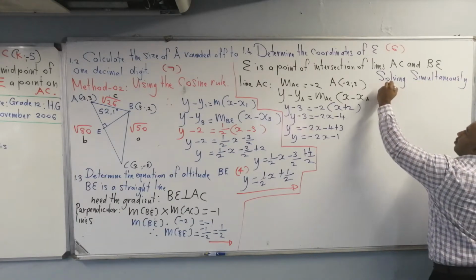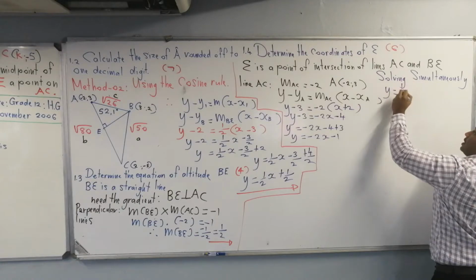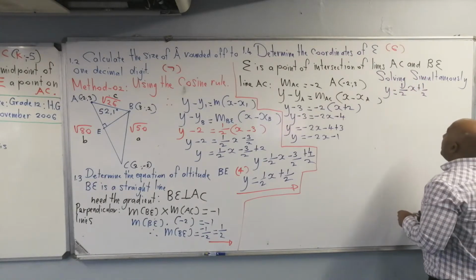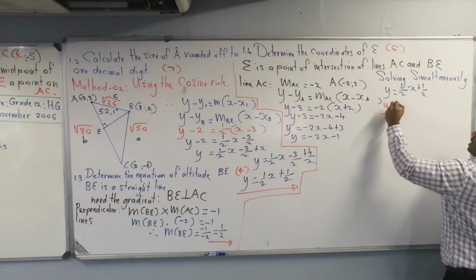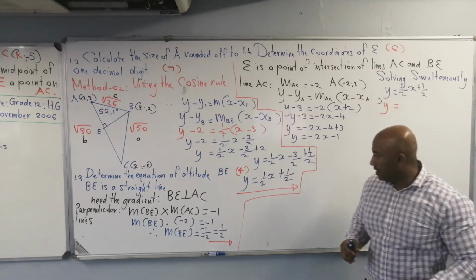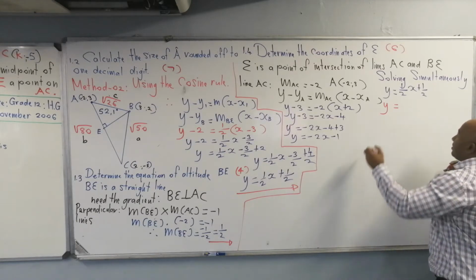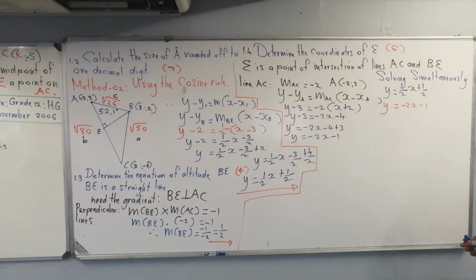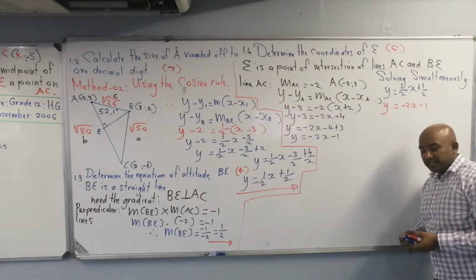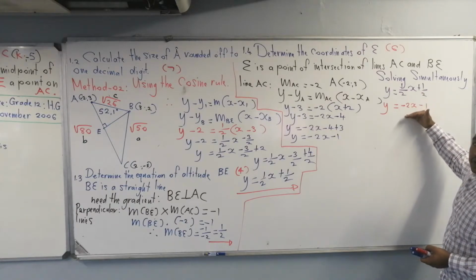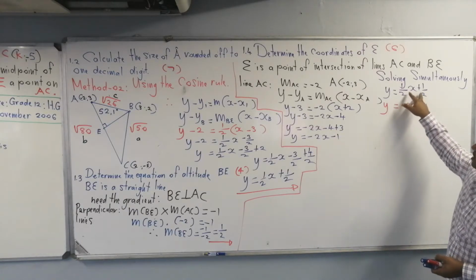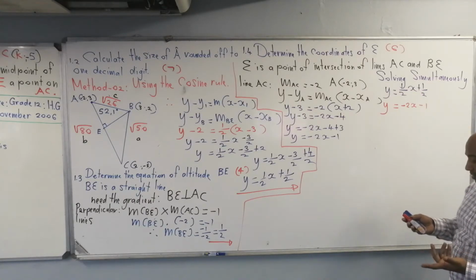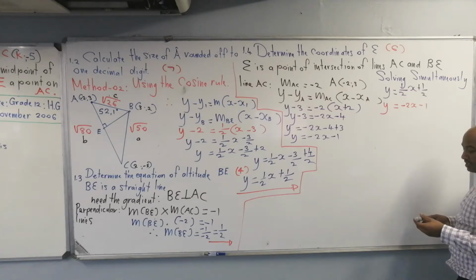So what do we have? We have y is equal to half x plus half, and the other equation was y is equal to minus 2x minus 1. Okay, so we solve simultaneously. These are linear equations. You can use the method of substitution, substitute one equation into the other, or use the method of elimination. It's up to you. Let me use substitution this time.